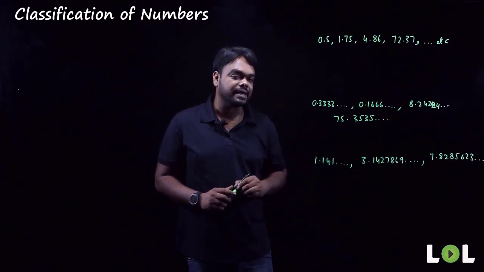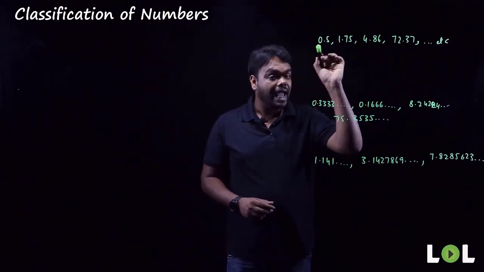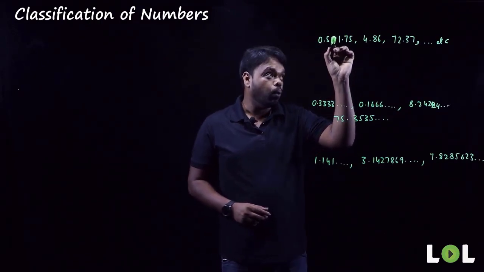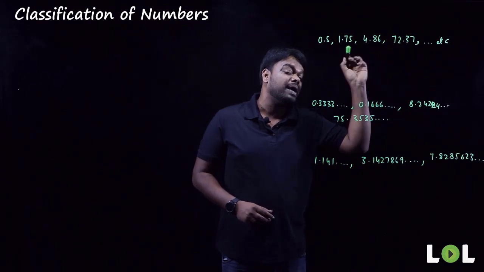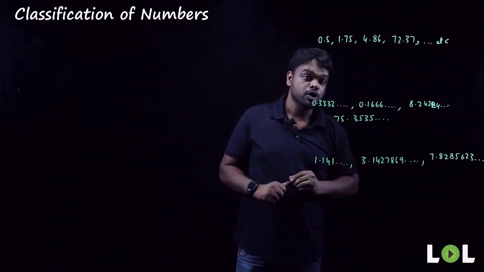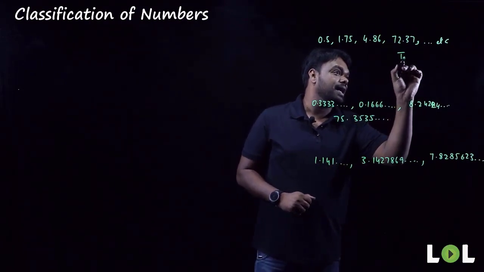Now let us understand their characteristics. If you see here, every decimal is ending after 1 or 2 digits, or it can be 3 or 4 digits, but definitely they are ending: 0.5, 0.75, 0.86, 0.37. So we call them terminating decimals.